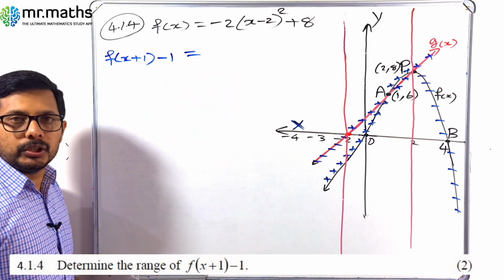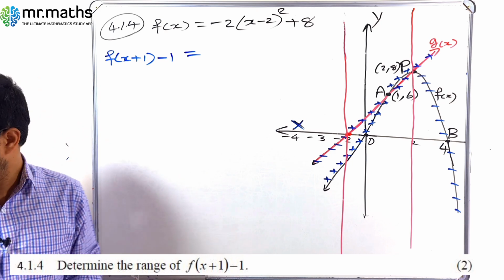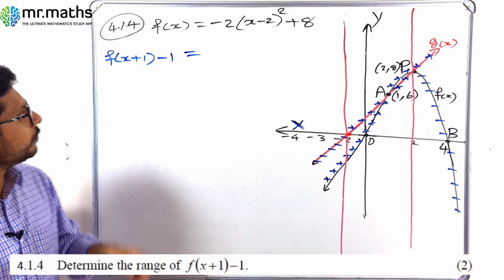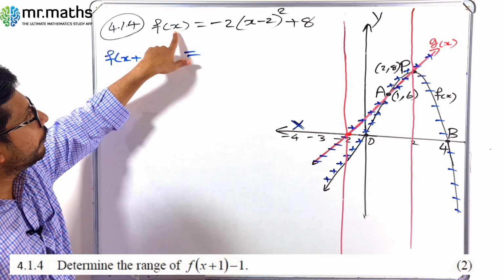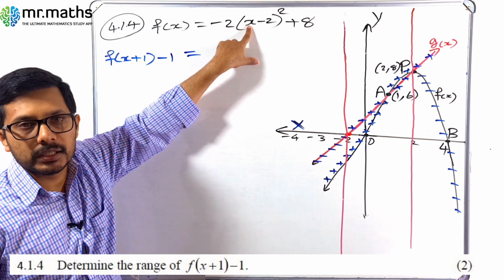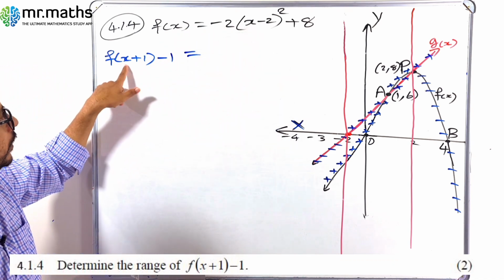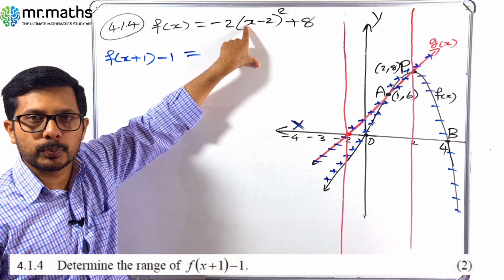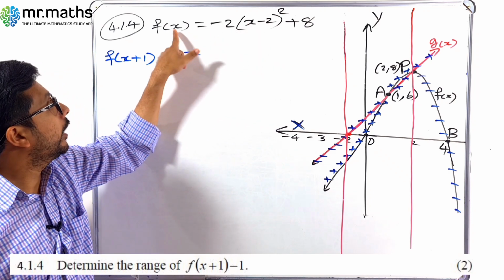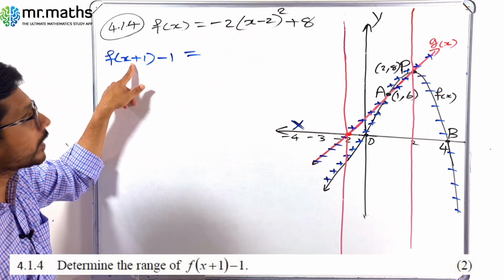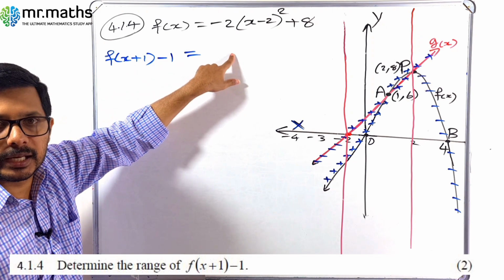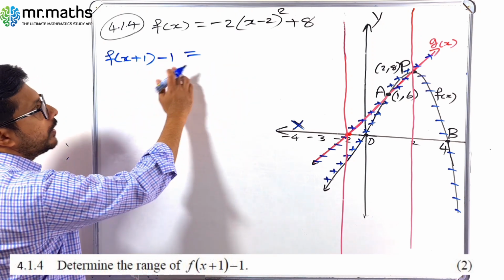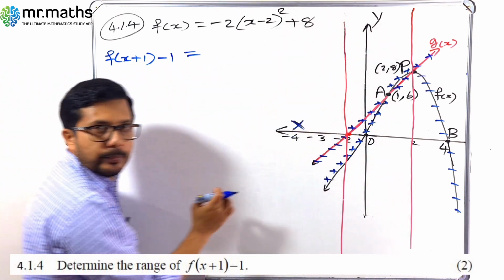First we can write the equation, then we can write the range. So how can you write the equation? When here it is x, here it is x. So when here it is x plus 1, here also you have to change this one as x plus 1. Then minus 1, that means you have to write a minus 1 there.